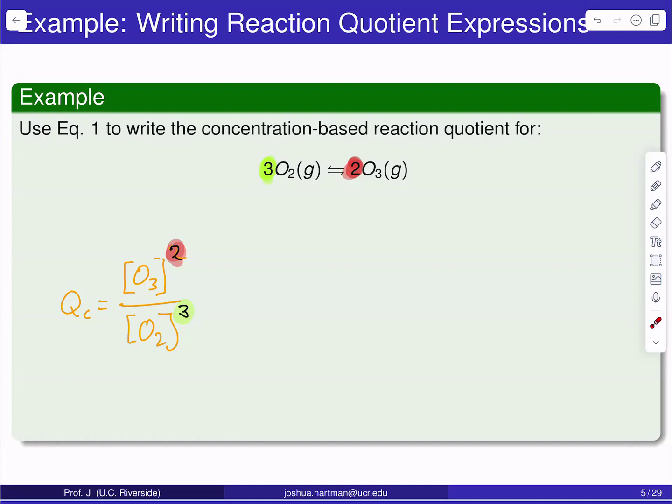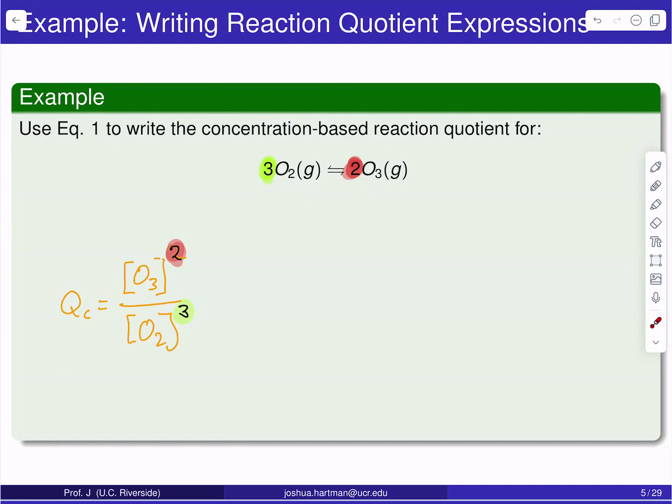So let's look at an example here, a very simple reaction involving O2 reacting to form O3, ozone. So molecular oxygen forming ozone, and of course this is a reversible reaction. We have our stoichiometric coefficients highlighted in green and red here, denoting O2 and O3 respectively.